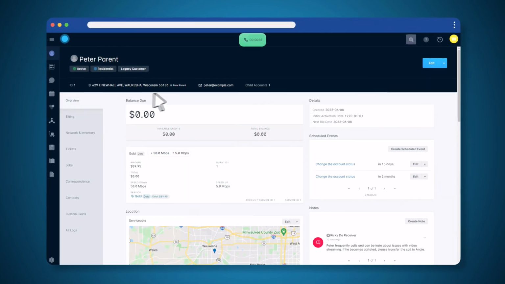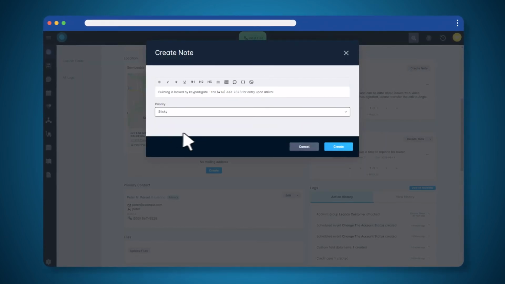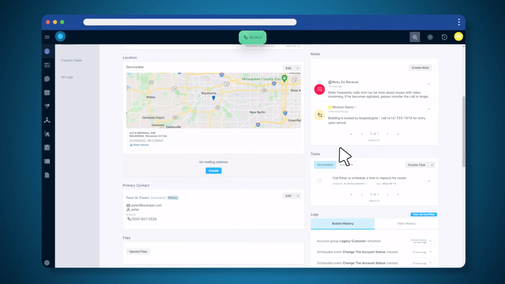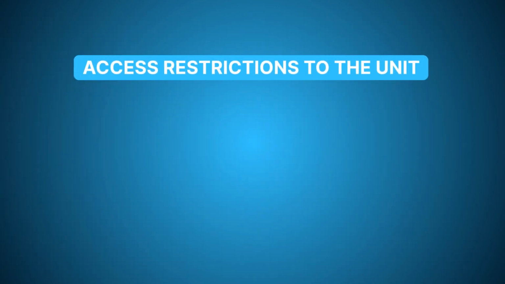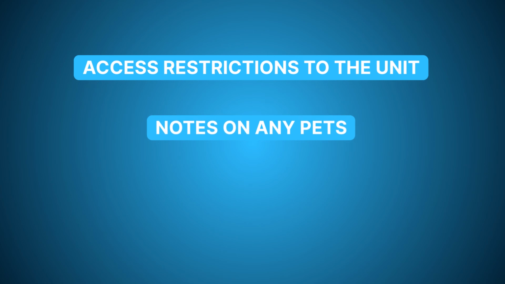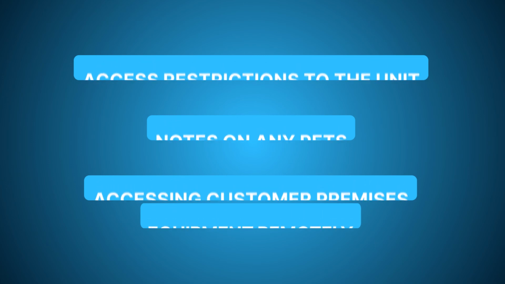In addition to communication, notes and special information can be added to the dashboard for the account and pinned depending on importance. A few examples of how you might use this function would be access restrictions to the unit, notes on any pets, or even information on accessing customer premises equipment remotely.